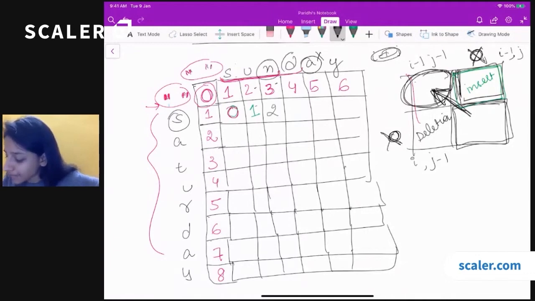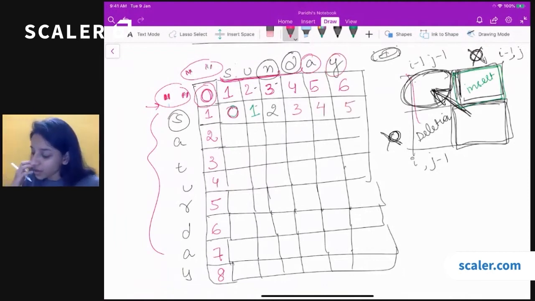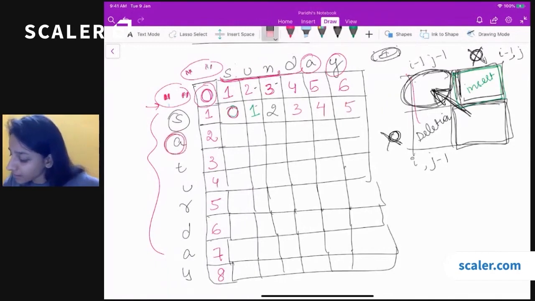Now S and D also don't match. The minimum is 2, this becomes 3. Now S and A don't match, the minimum is 3, this becomes 4. S and Y don't match, the minimum is 4 and this becomes 5. Now we are at this element and we will check again.